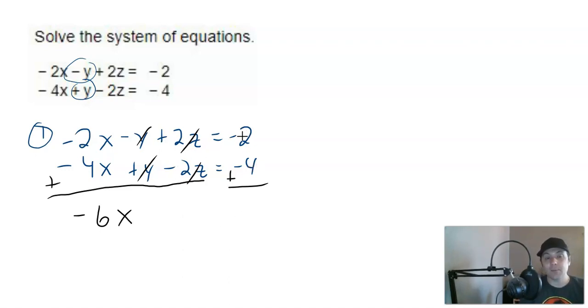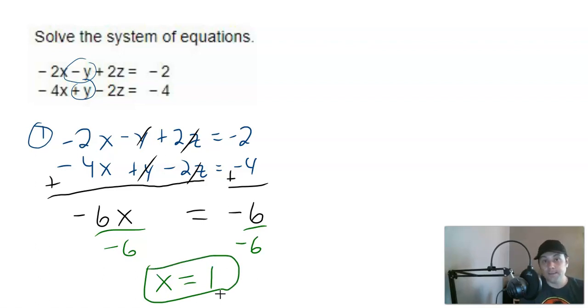On the right-hand side, we get negative 2 minus 4, which will be negative 6. And with these two variables gone, this is all we have. Negative 6x equals negative 6. And because two variables were eliminated, I can go ahead and solve for the remaining variable. So I'll divide by negative 6 on both sides, and I get x is equal to 1.